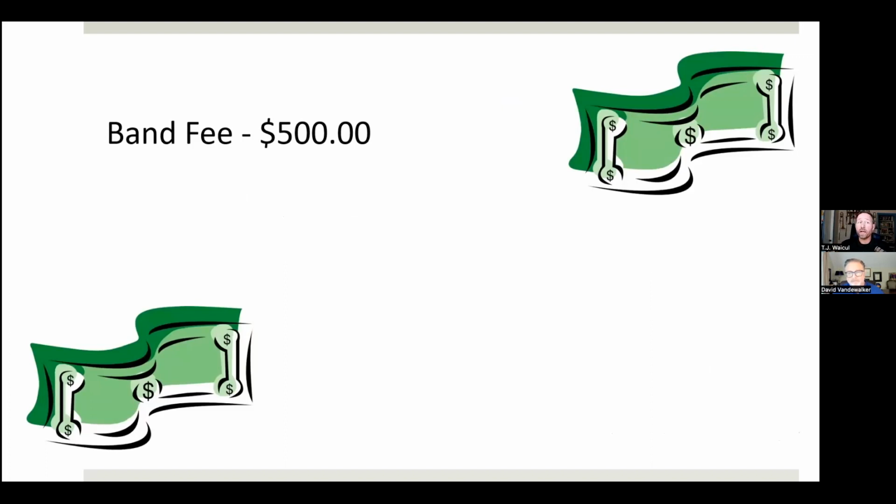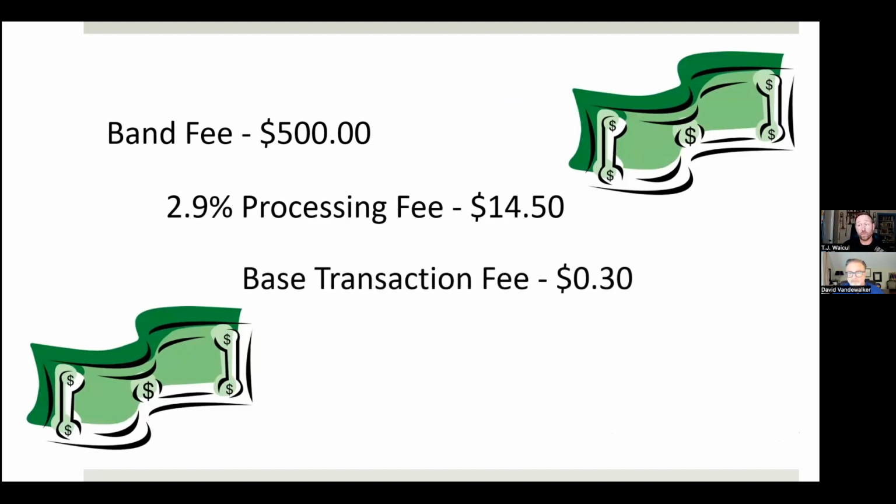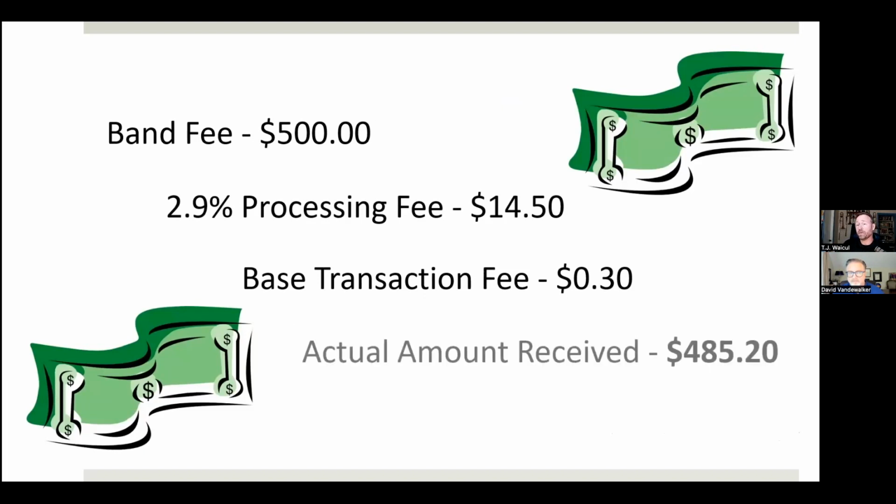Now, if we apply the processing fees that PayPal or Zelle or Venmo may charge, what you have to look at is what each one of those is going to be. On that $500, 2.9% is $14.50. Then you add the transaction fee of 30 cents. So by the time you actually get the payment from that student's family, what you're actually receiving is $485.20.